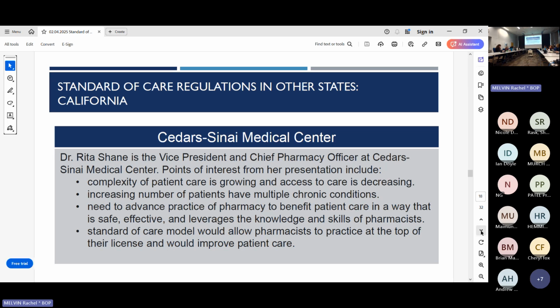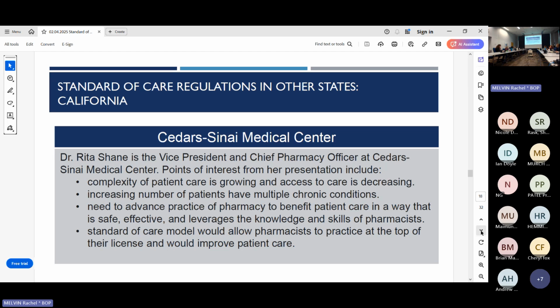And next we have Dr. Rita Shane, and this is the Vice President and Chief Pharmacy Officer at Cedars-Sinai Medical Center. Points of interest from this presentation include identifying or highlighting the complexity of patient care, the fact that it's growing, and all the while access is decreasing.